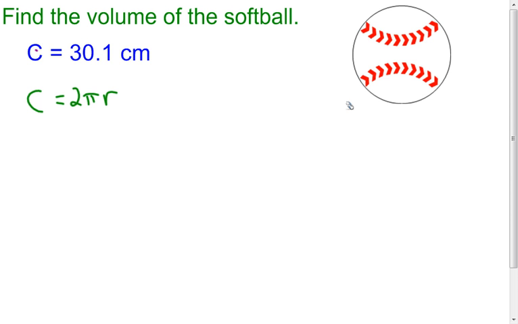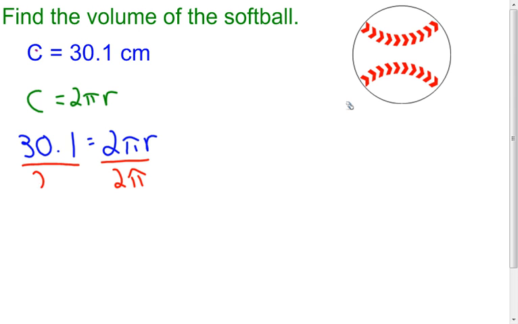So what we can do then, and I did this in the last one as well, but I'm going to do it again just for a little review. Circumference equals 2 pi r. I put in the actual circumference, the 30.1. Now if I divide both sides by 2 pi, I'm going to be able to calculate the length of the radius. And what I find out is that the radius is equal to 4.79.